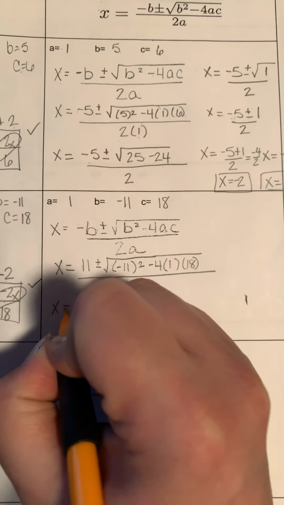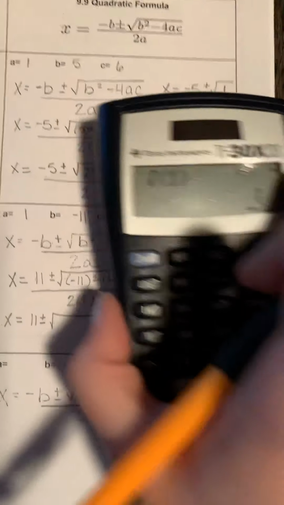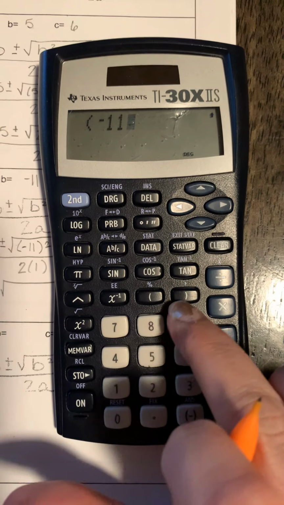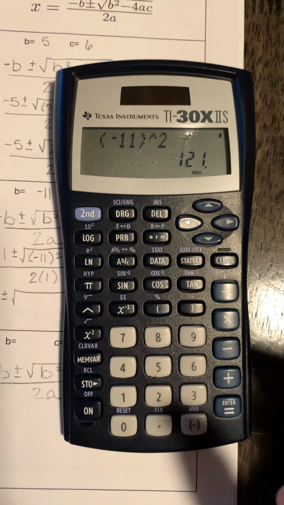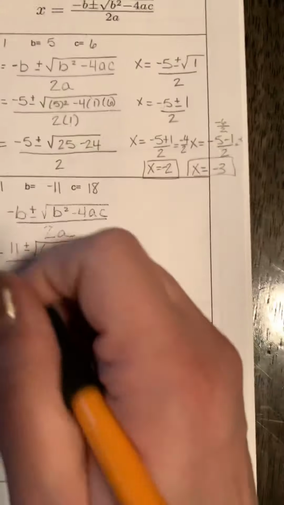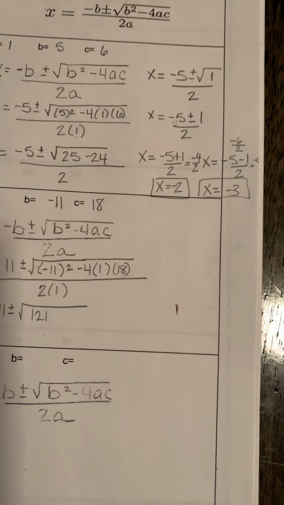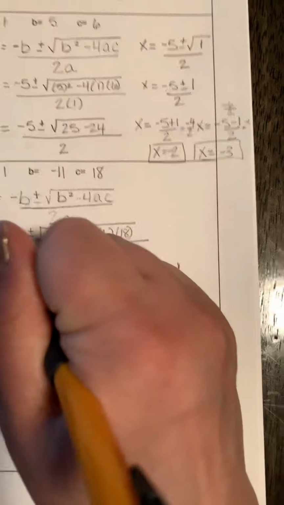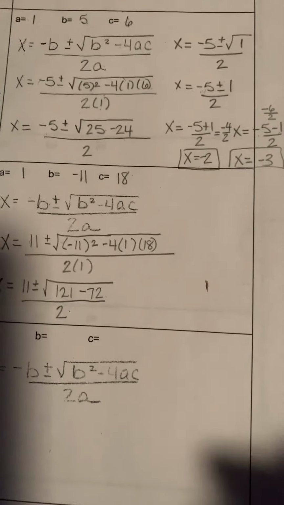So now let's simplify. x is equal to 11 plus or minus square root. So in your calculator, this is why I said put it in parentheses. So negative 11 squared, 121. If you don't put it in parentheses, you're going to end up getting a negative 121, and that is incorrect because a negative times a negative is a positive. So 121, negative 4 times 1 times 18, negative 72, all divided by 2. Okay, 121 minus 72, we get 49.